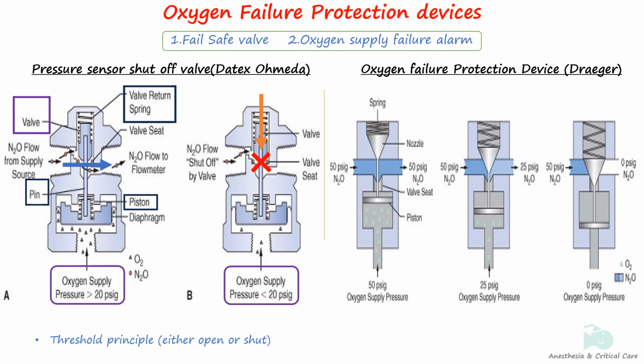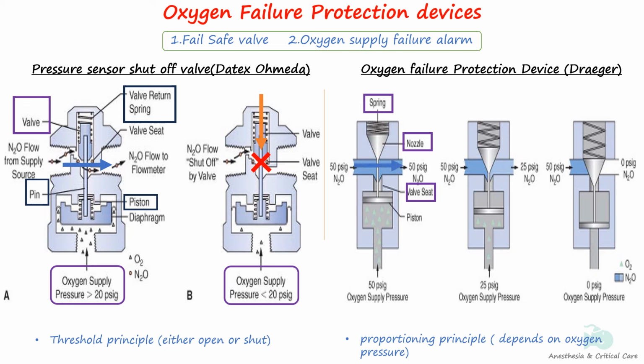The oxygen failure protection device used in Draeger machines works on a proportioning principle rather than a threshold principle, where the pressure of nitrous oxide falls in proportion to the decrease in oxygen pressure. The diagram on the right illustrates a seat nozzle assembly connected to a spring-loaded conical tapered piston that adjusts the orifice through which the nitrous oxide flows. The 2 diagrams on its left show how the pressure of nitrous oxide is reduced as the oxygen supply pressure is reduced. The total cutoff is seen at pressure less than 12 psig.